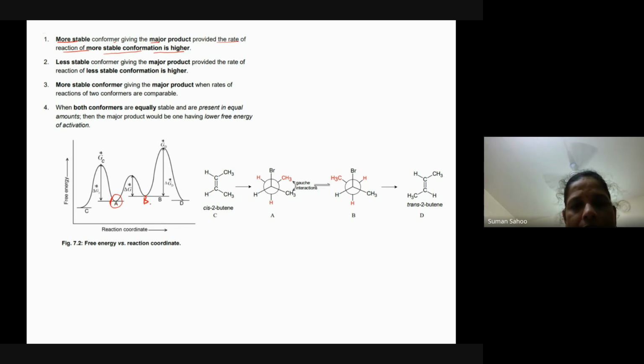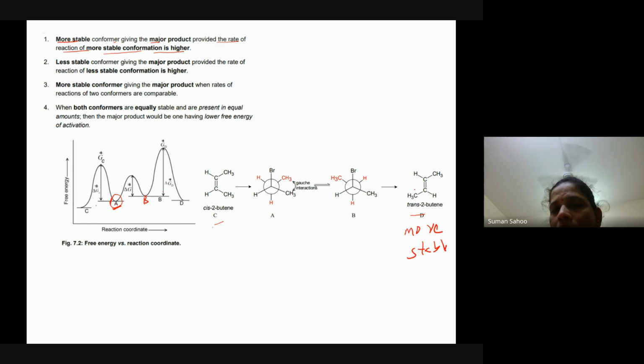So in this case, more stable conformer. And again, from A to C, the energy of activation is less as compared to transferring from B to D, where the energy of activation is higher. So in that case, this stable conformer would give you the major product. Suppose you just check with your cis-butene and trans-butene. In case of cis-butene and trans-butene, trans is more stable.